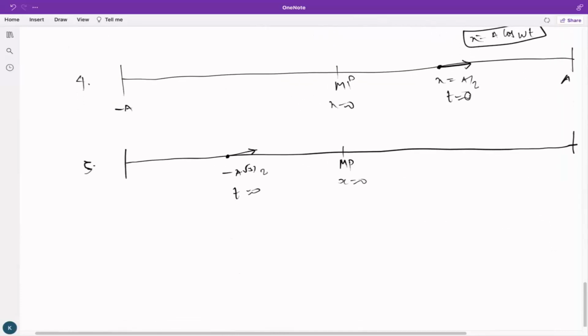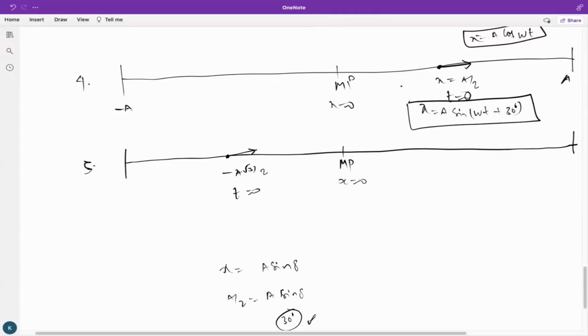Now let's move to the next question. At a by 2, let me find it out. So we all know that x is equal to a sine del, and here x is equal to a by 2. So the value of del is nothing but 30 degrees, right? So here the initial phase is 30 degrees, because net phase is actually varying due to initial phase. And at t is equal to 0, it is at x is equal to a by 2. So x is equal to a sine omega t plus phi, which is here 30 degrees.